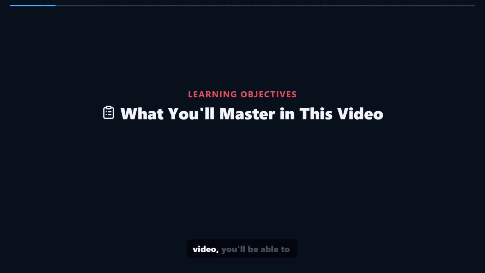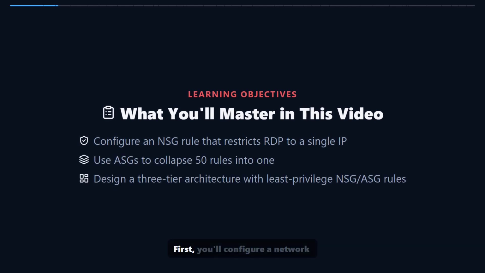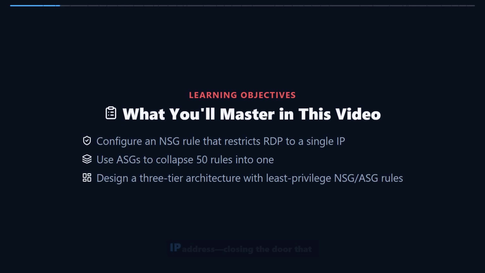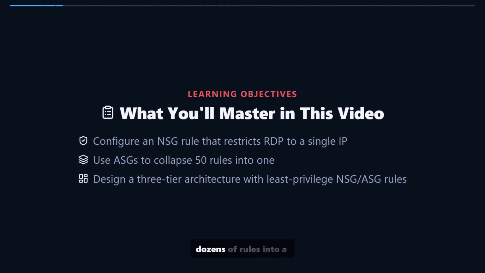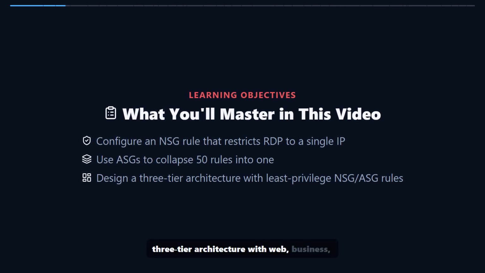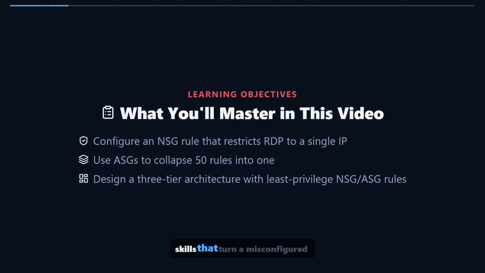By the end of this video, you'll be able to do 3 things that will keep your Azure VMs secure. First, you'll configure a network security group rule that allows RDP only from your specific IP address, closing the door that attackers use. Second, you'll use application security groups to collapse dozens of rules into a single one, eliminating rule explosion. Third, you'll design a full 3-tier architecture with web, business, and data layers, each locked down with least privilege NSG and ASG rules. These are the skills that turn a misconfigured VM into a hardened system.